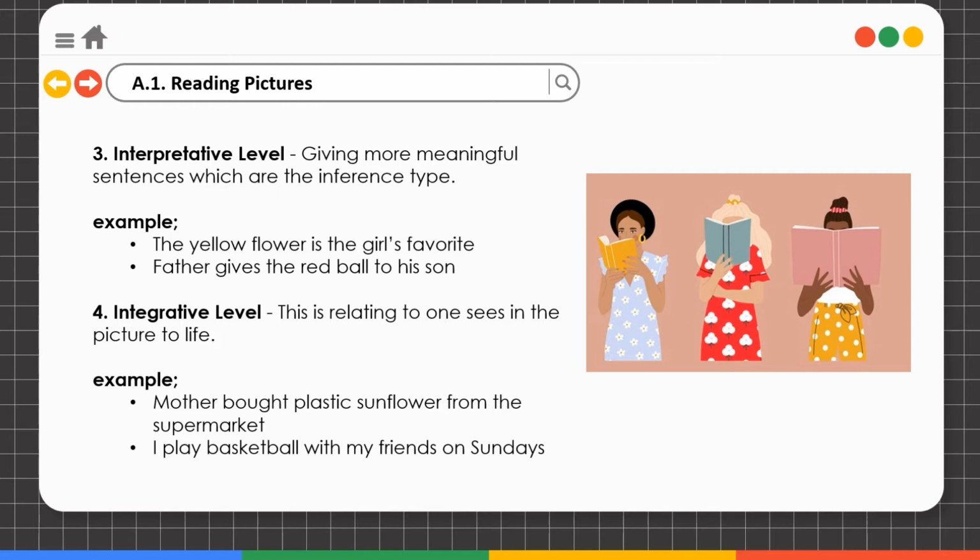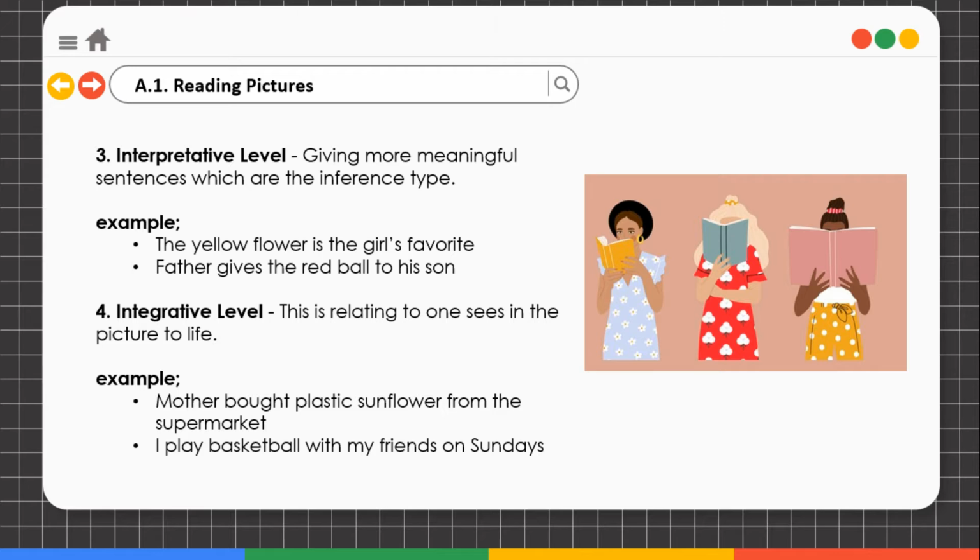And number 4, integrative level. This is the highest level in reading. This is relating what one sees in the picture to life. In this level, learners can now relate their personal experiences to the picture presented or provided. For example, mother bought a plastic sunflower from the supermarket, or I played basketball with my friends on Sundays.